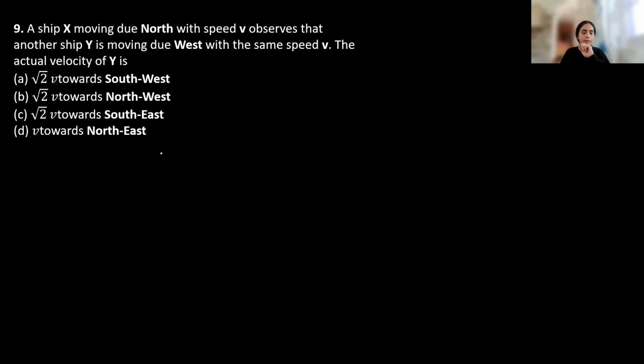Now let us talk about this. A ship X moving due north with a speed V observes that another ship Y is moving due west with the same speed V. Okay, then actual velocity of Y is. Question को ध्यान से देखो. There is one ship X which is moving due north. So velocity of X is in this direction and its magnitude is given as V. And this person X is observing that another ship Y is moving due west with the same speed V.